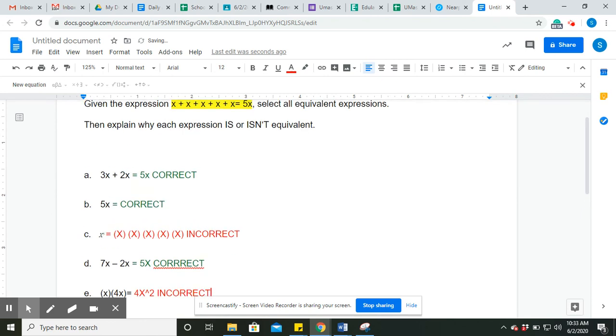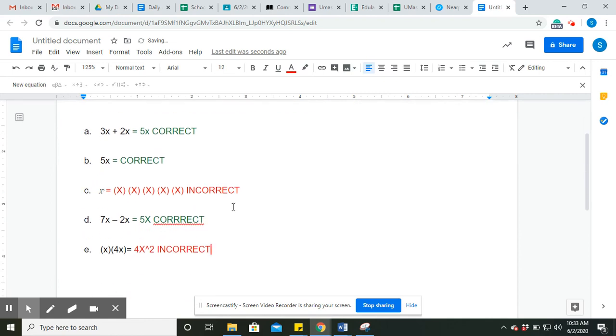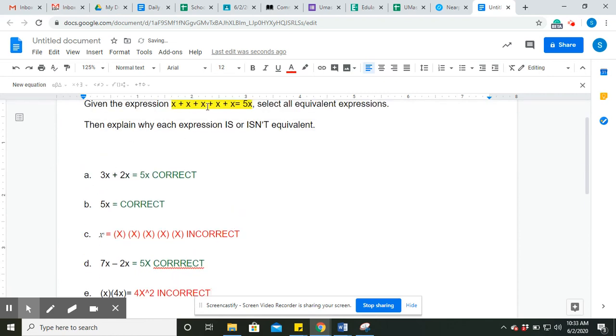So when we're noticing equivalent expressions, we want to make sure that we're finding the total groups of the variable and that the coefficient matches once we simplify both expressions.